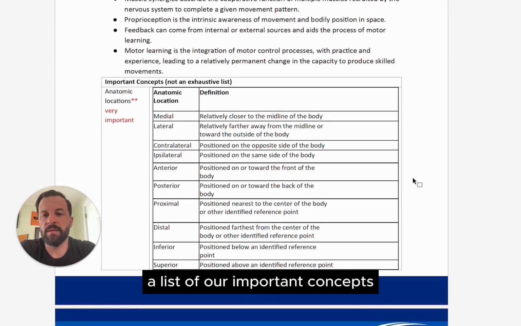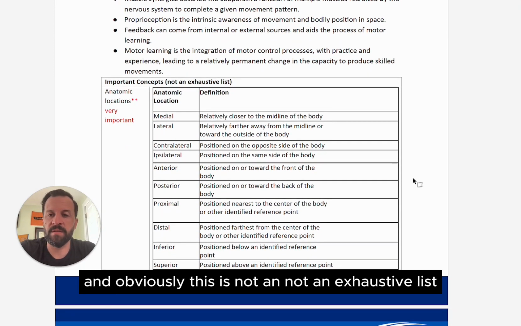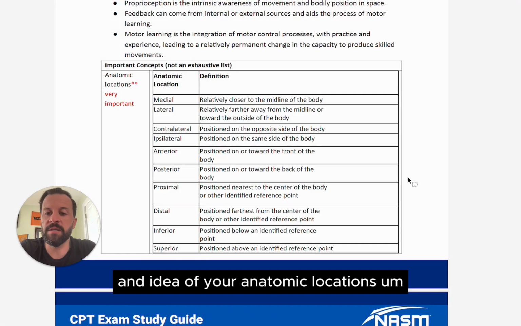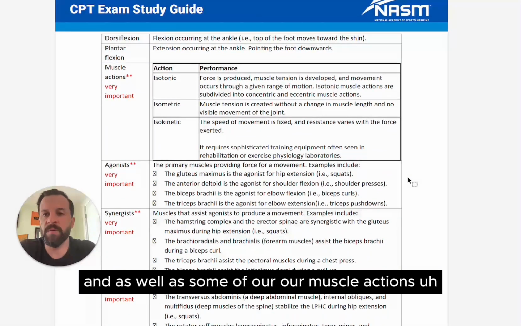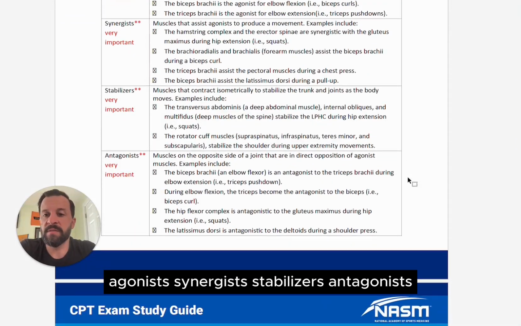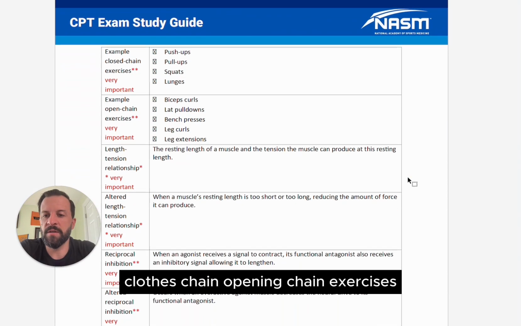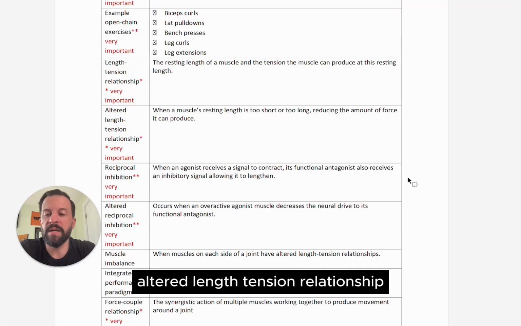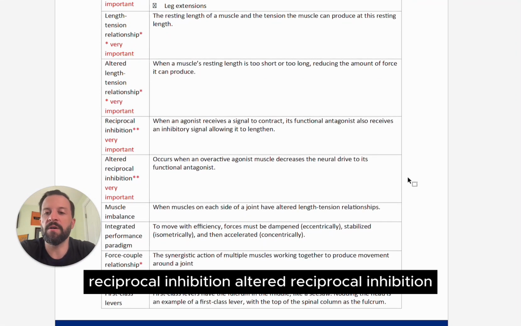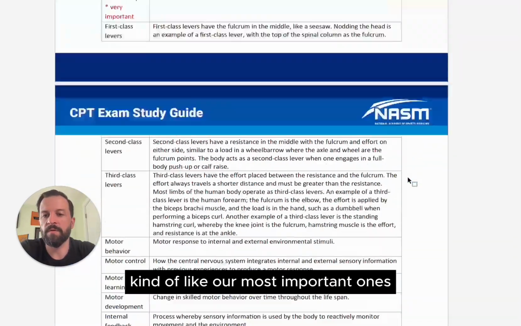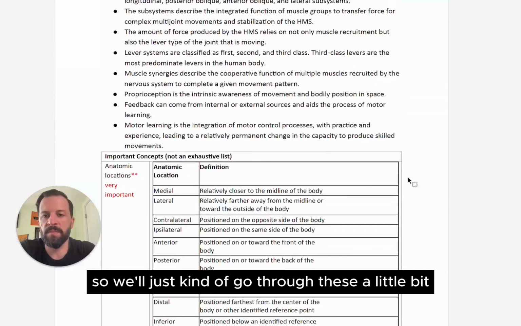And then we just have a list of our important concepts, and obviously this is not an exhaustive list, but it's very important for you to have an understanding, an idea of your anatomic locations, as well as some of our muscle actions: agonists, synergists, stabilizers, antagonists, closed chain, open chain exercises, length tension relationship, altered length tension relationship, reciprocal inhibition, altered reciprocal inhibition, and then force couple relationship being our most important ones. So we'll just kind of go through these a little bit.